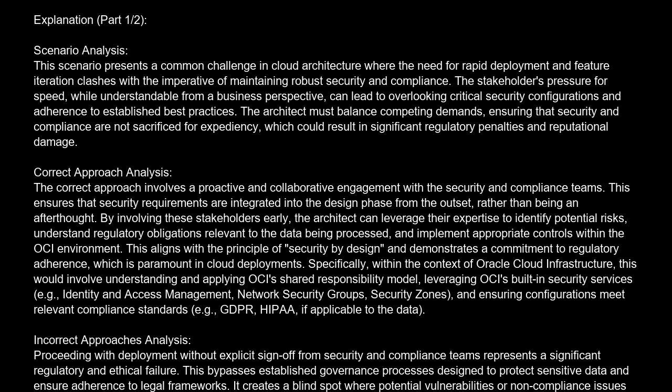Explanation. Scenario analysis. This scenario presents a common challenge in cloud architecture, where the need for rapid deployment and feature iteration clashes with the imperative of maintaining robust security and compliance. The stakeholders' pressure for speed, while understandable from a business perspective, can lead to overlooking critical security configurations and adherence to established best practices. The architect must balance competing demands, ensuring that security and compliance are not sacrificed for expediency, which could result in significant regulatory penalties and reputational damage.